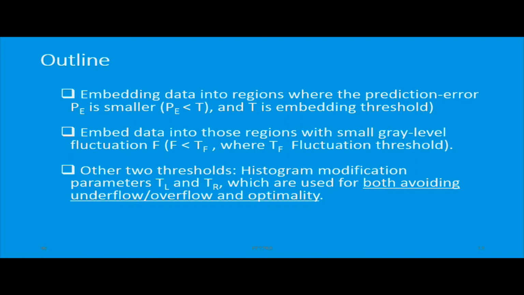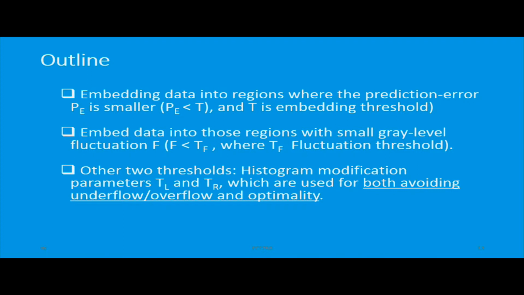So the way we do it is we only select those prediction errors, PE, that are smaller than T, then we hide the data. The other is TF. One is prediction error, another is fluctuation. If fluctuation is too much, we do not hide. If fluctuation is smaller, we hide. That's for TF.